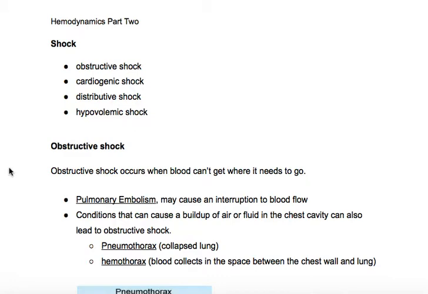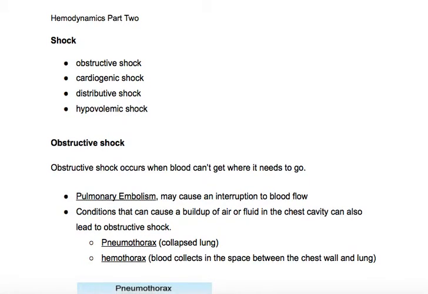So we're just going to start today for hemodynamics part two with shock. It's something that I think we all see a lot of, but there's several different types of shock, and I thought it was something that would be helpful and important to review. So there's four different umbrella categories of shock. There's obstructive shock, cardiogenic shock, distributive shock, and hypovolemic shock.